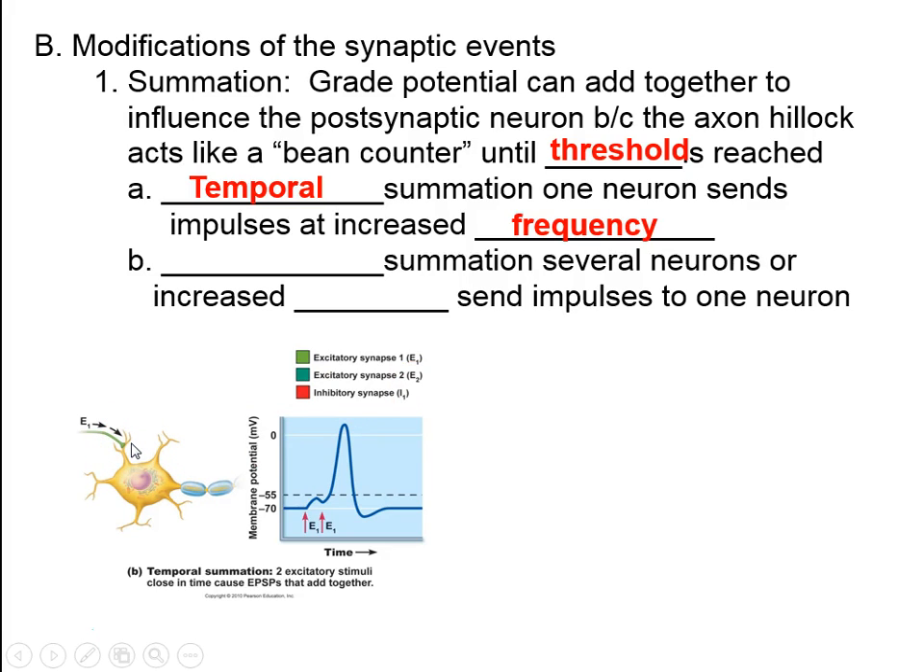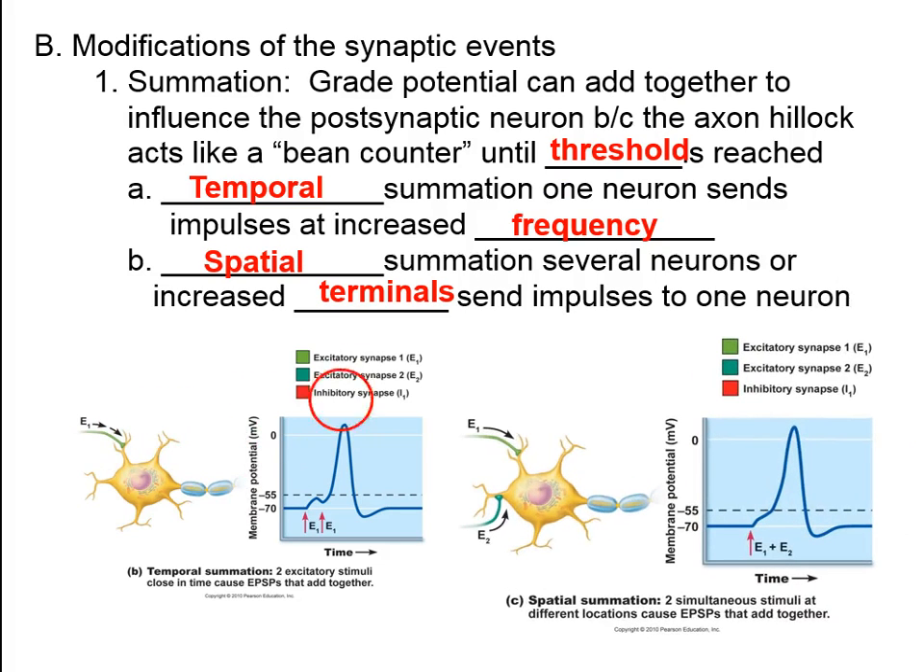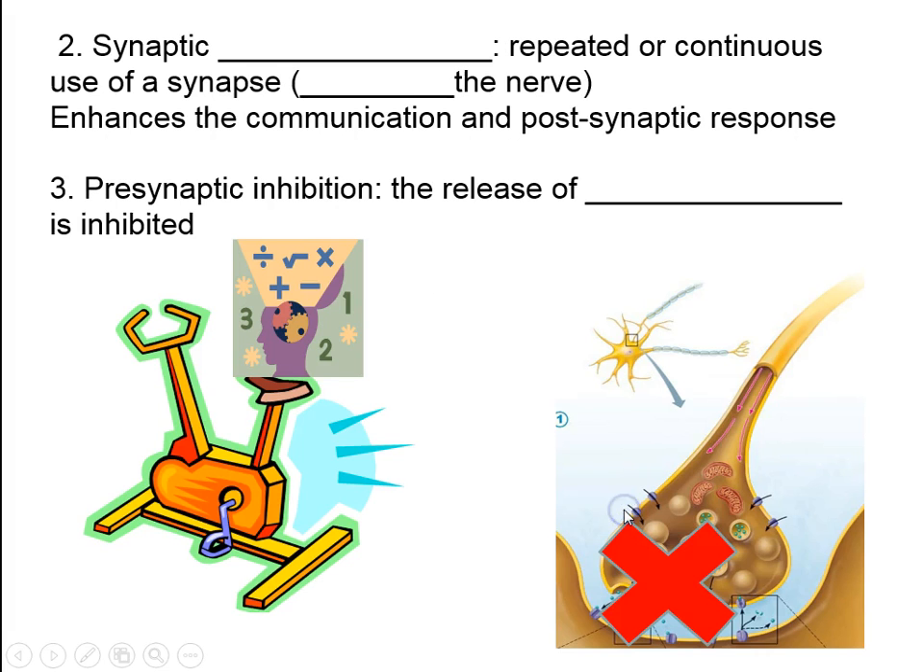That's temporal. Or it could be spatial summation, where you're going to have several different dendrites receiving a message and they're all adding up. So like if this one was 40 and this one was 20 and it added up to 60 and it fired the potential, or negative 55 if you will. So if it's in the same place with increased frequency, it's temporal, or if it's in several different processes going into the soma that all add up to potential, it'll fire it.